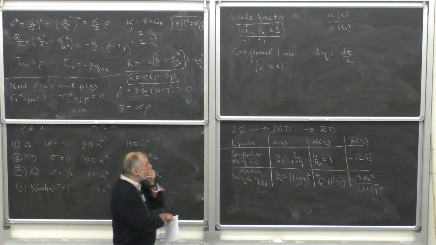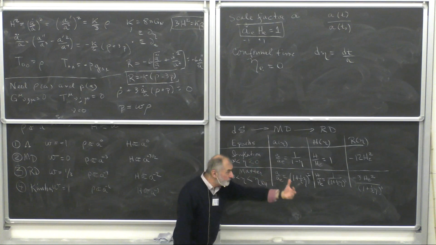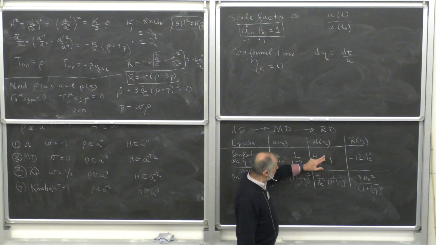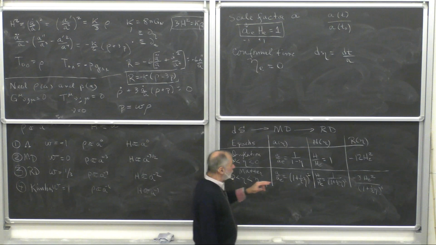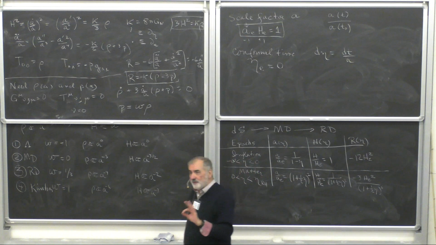Now, the scale factor smoothly transitions from inflation to matter as eta goes to zero. The expansion rate smoothly transitions from inflation to matter as eta goes to zero. The Ricci scalar does not. So in this simple approximation, there is a discontinuity in the Ricci scalar.